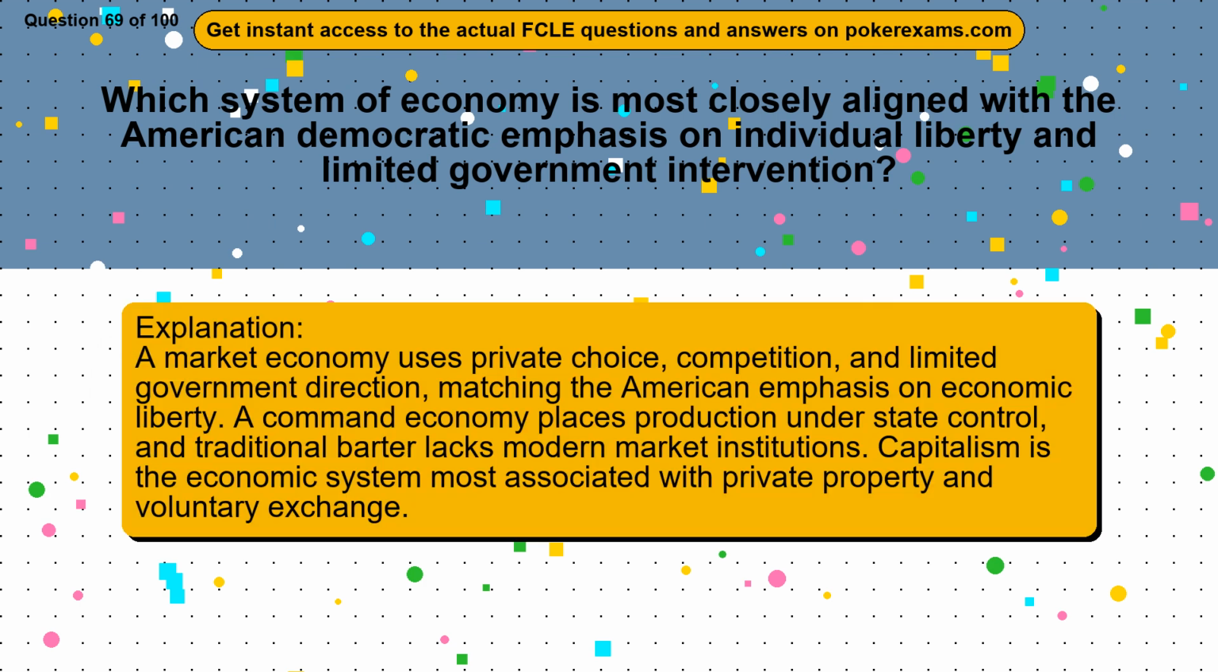A market economy uses private choice, competition, and limited government direction, matching the American emphasis on economic liberty. A command economy places production under state control, and traditional barter lacks modern market institutions. Capitalism is the economic system most associated with private property and voluntary exchange.